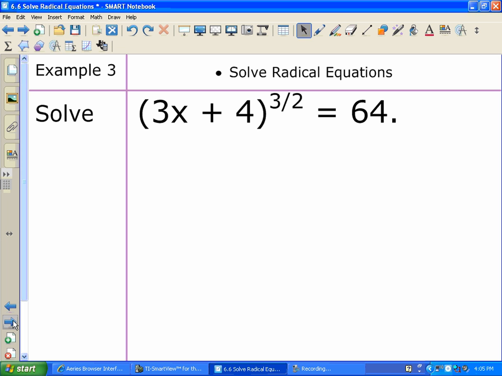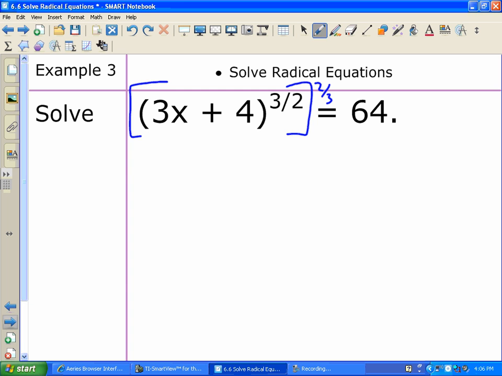Well, what do I do? It's already isolated, Mr. Wood. It says 3x plus 4 raised to the 3 halves equals 64. Well, if I've already isolated it, the next part is raise it to an exponent. I don't know what exponent to raise it to. I don't know. How about the reciprocal?